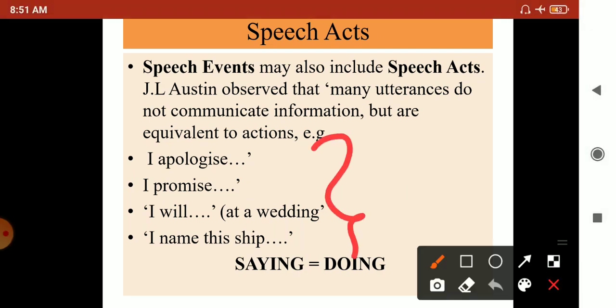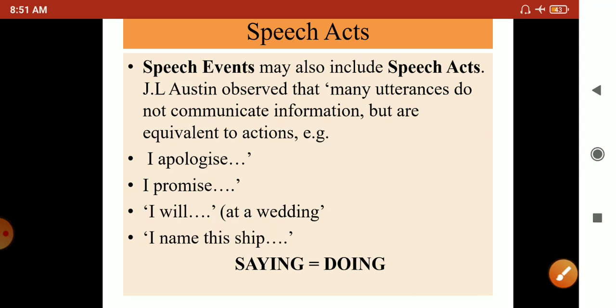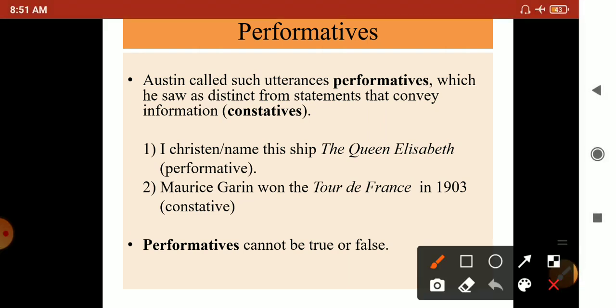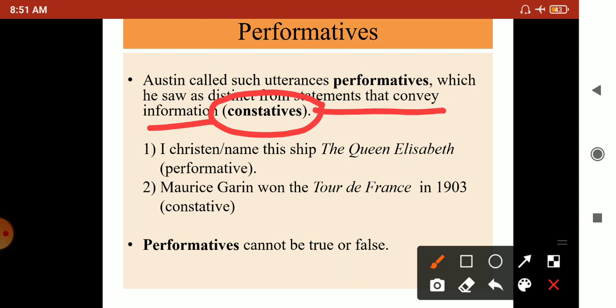For Austin, these are performatives, which he saw as distinct from statements that convey information. Constative. So there are statements which convey information. For such sentences, he gives the name constatives. For example, I live in Baramati. This is a statement. It gives you information. So it is a constative.